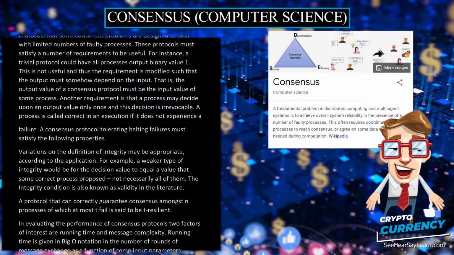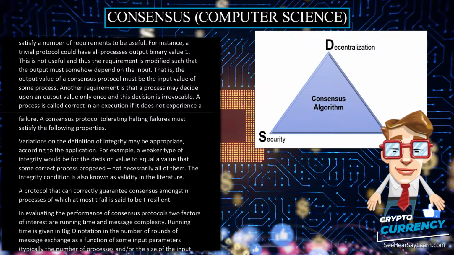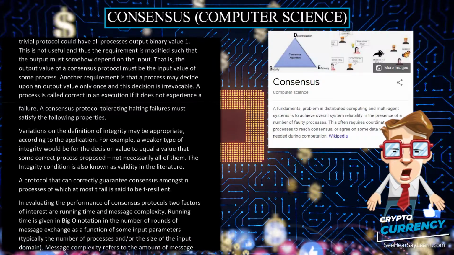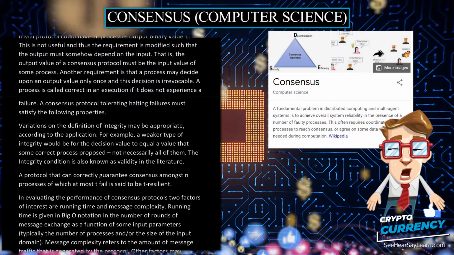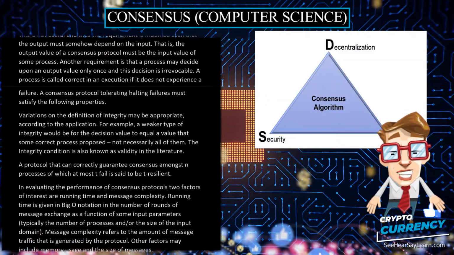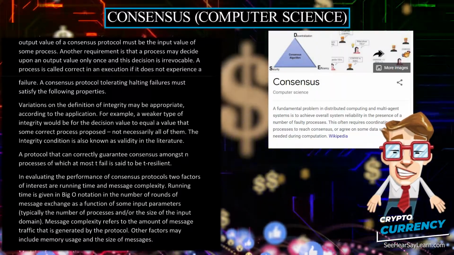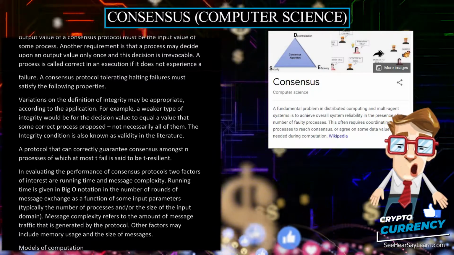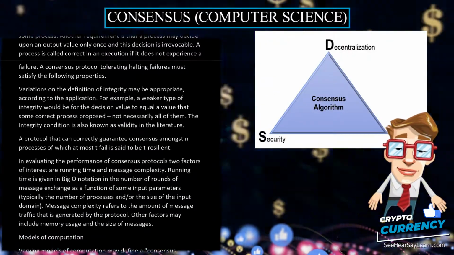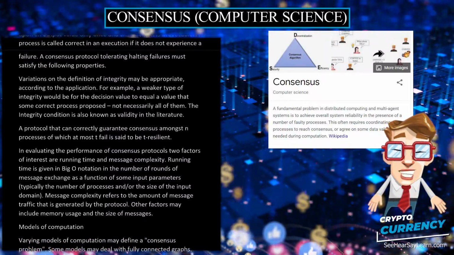A process is called correct in an execution if it does not experience a failure. A consensus protocol tolerating halting failures must satisfy the following properties. Variations on the definition of integrity may be appropriate, according to the application. For example, a weaker type of integrity would be for the decision value to equal the value that some correct process proposed, not necessarily all of them. The integrity condition is also known as validity in the literature.